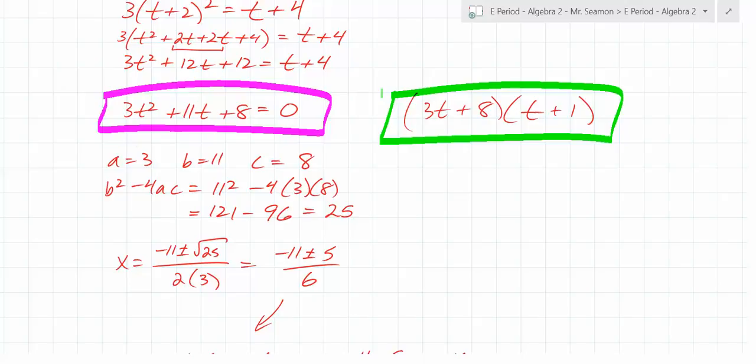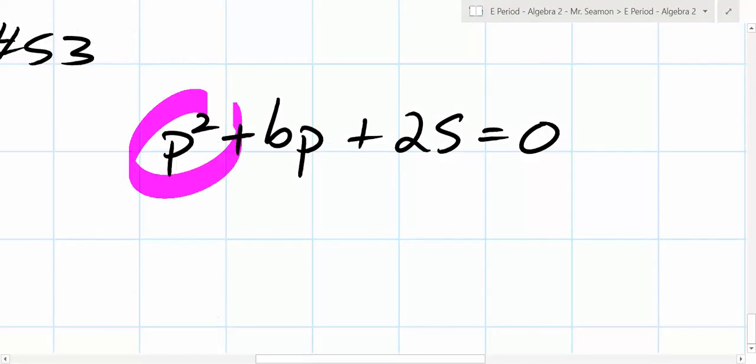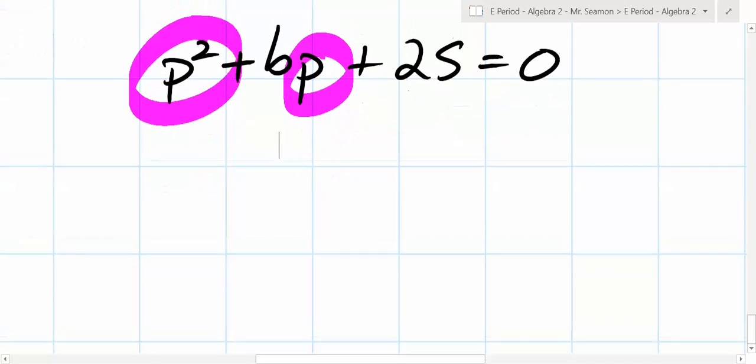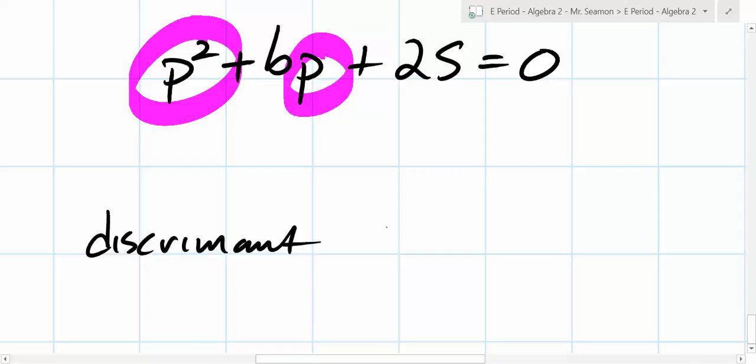Yes, Liv. If the equation is easily like variable, p is the variable. p is the variable right here. So you're trying to find a value for b so that you get one rational solution. What part of the quadratic equation dictates the number of solutions? We only know one part of it. What's it called? The discriminant, right. The discriminant is b squared minus 4ac, right?